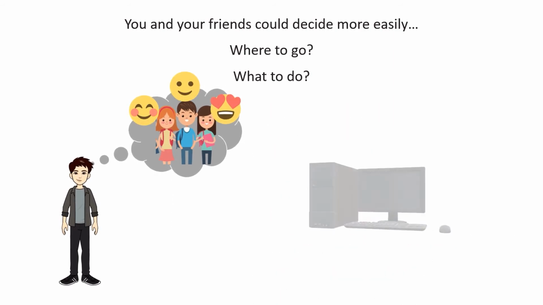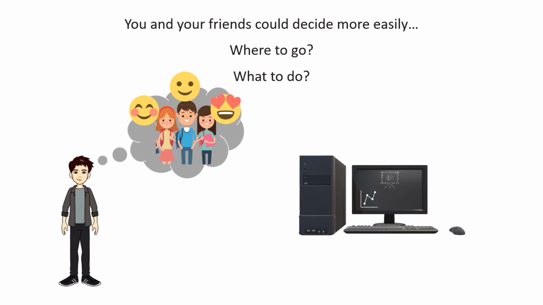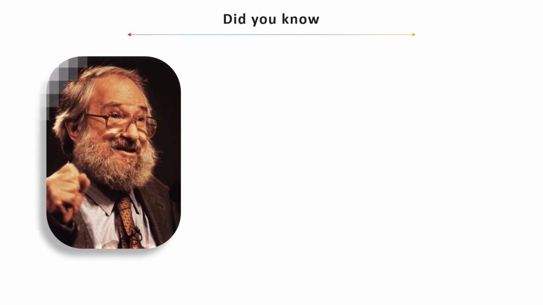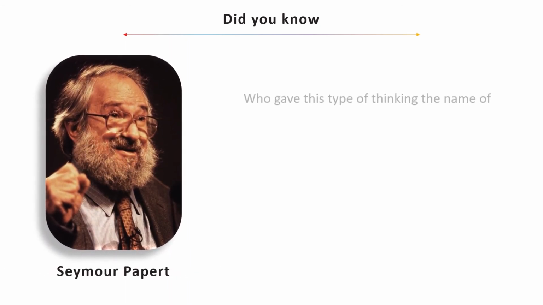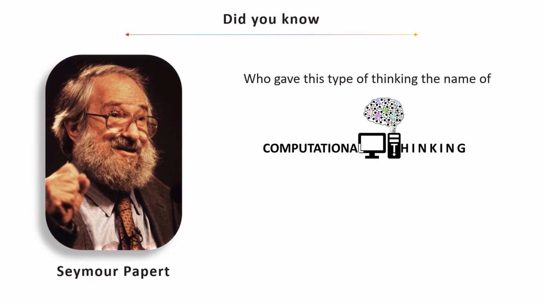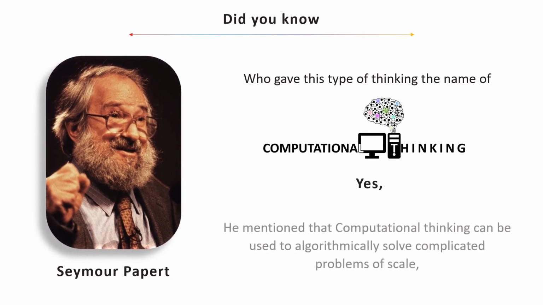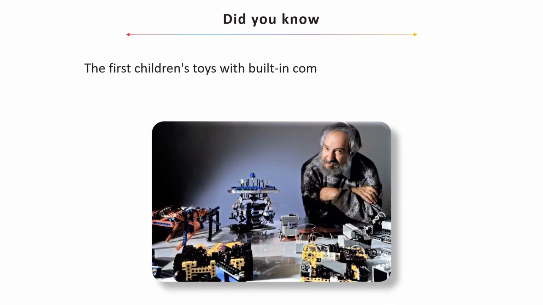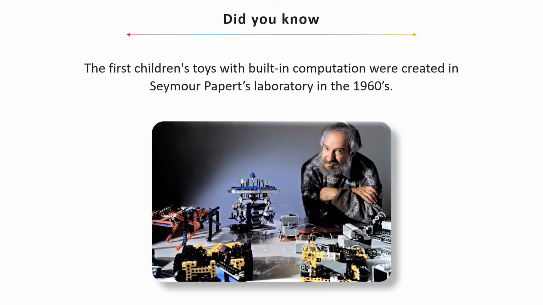You could also use a computer to help you to collect and analyze the data to devise the best solution to the problem, both now and if it arose in the future again. Did you know that Seymour Papert was the first person who gave this type of thinking the name of computational thinking? Well, yes, he mentioned that computational thinking can be used to algorithmically solve complicated problems of scale. The first children's toys with built-in computation were created in Seymour Papert's laboratory in the 1960s.